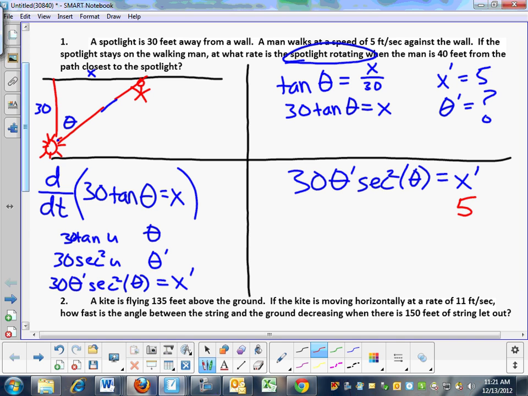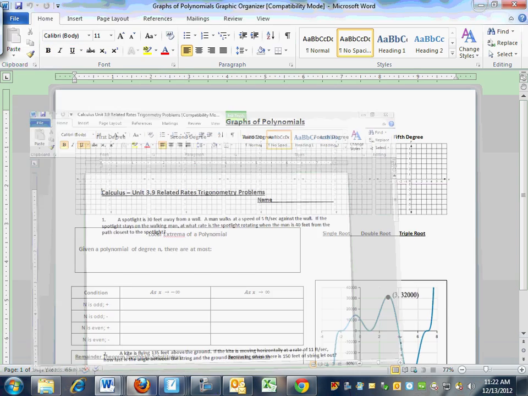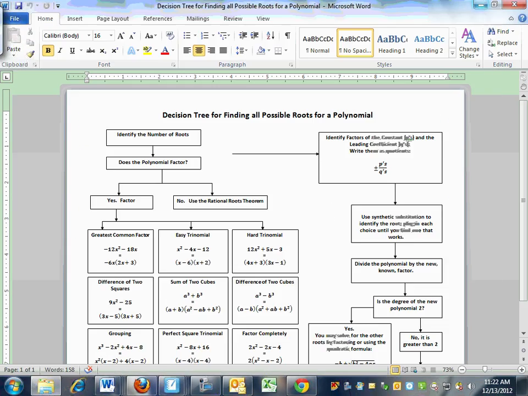Because I know that this side is 30 right here, and the man is currently how far from the path? He's currently 40. So this is my current situation. This represents the present time. So I can now use tangent, inverse tangent. Very good. So let's grab our calculators. What do we need to make sure we're working in?